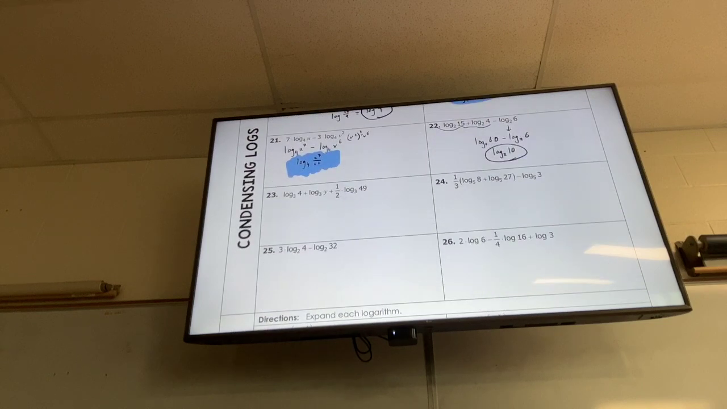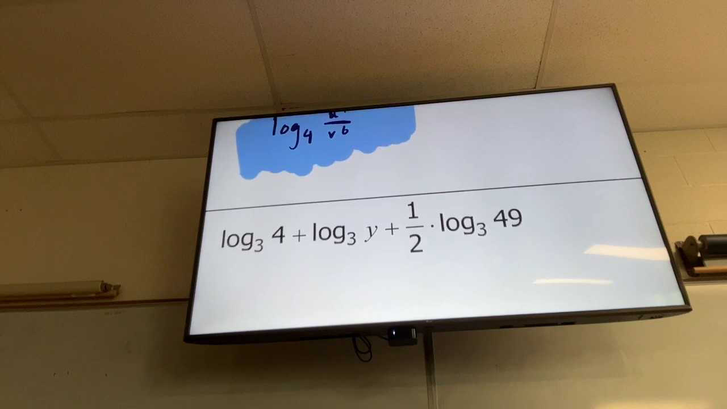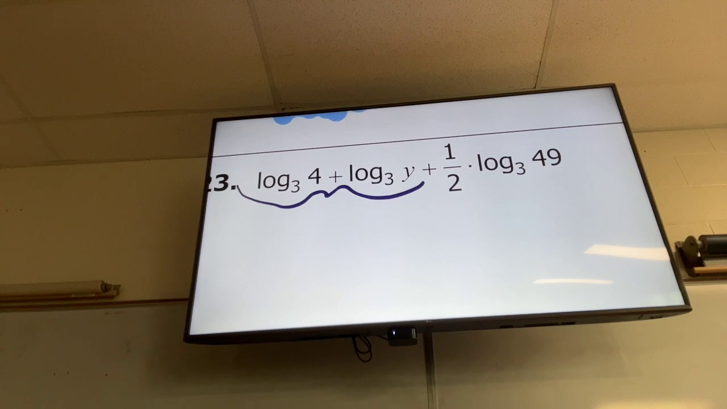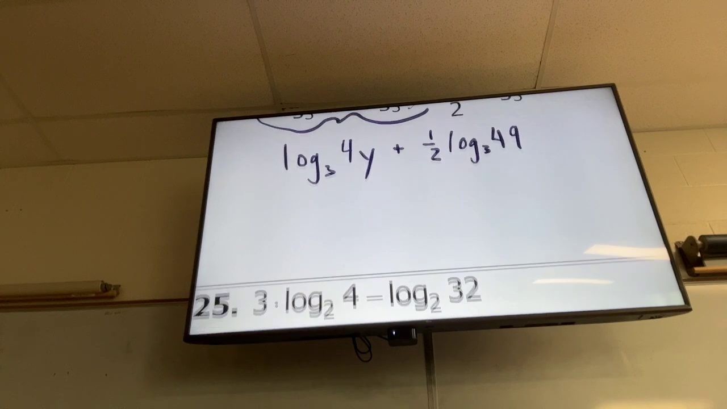Okay, got you 23? It's all right here. All right, we got 3 logarithms again. So let's just combine the first 2. What are those going to combine to? Y plus 1/2 log base 3 of 49. What do I have to do before I combine these last 2?